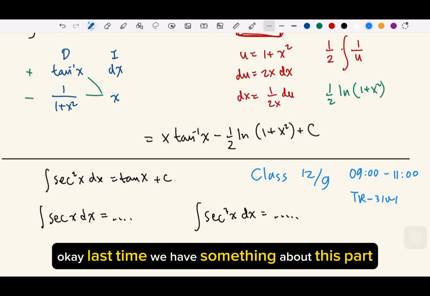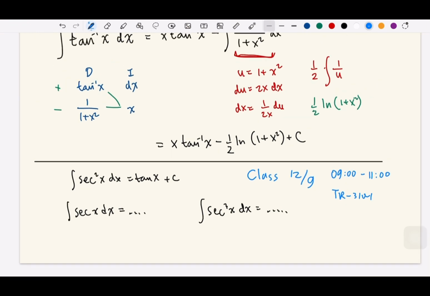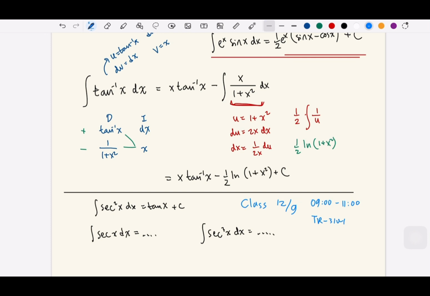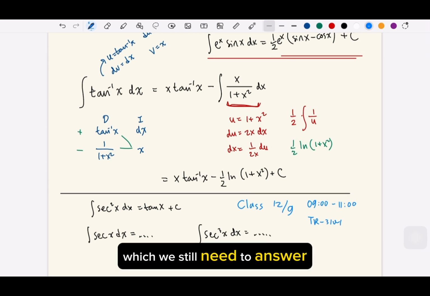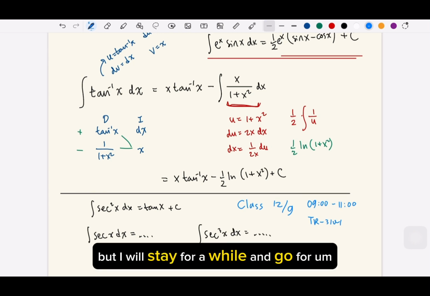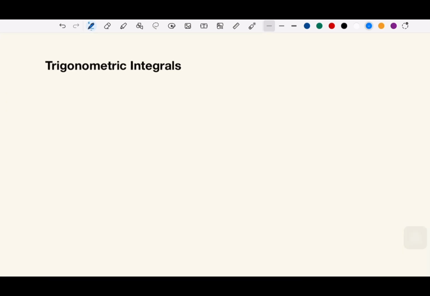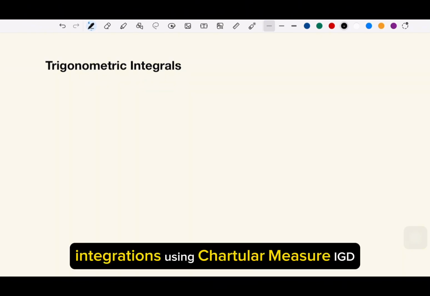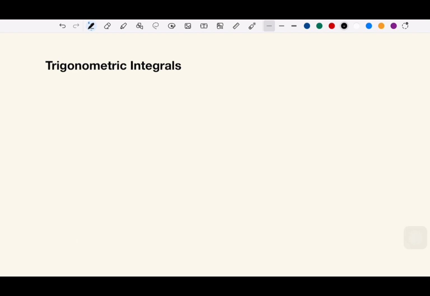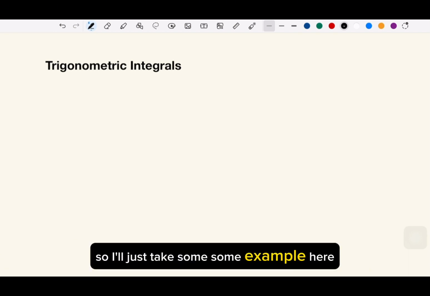Okay, last time we had something about this part, which we still need to answer, but I will skip it for a while and go to the next part, which is trigonometric integrals. But this is actually integration using trigonometric identities. So I will just take some examples here.